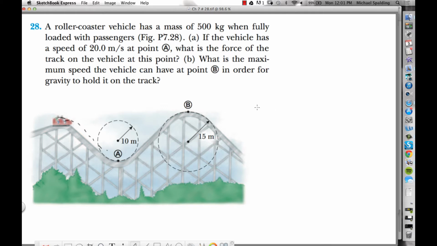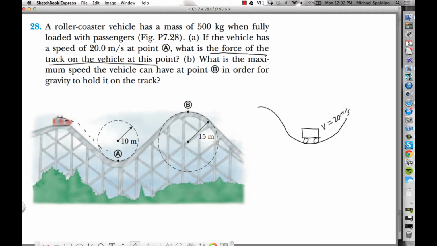So I'm going to kind of redraw this hill here. So look, the car goes down like this, and we're focusing on the roller coaster car right there, and we're told that it has a velocity of 20 meters per second at that point. Right at the bottom of that first hill, it's moving at 20 meters per second, and we're being asked to find the force of the track on the vehicle.